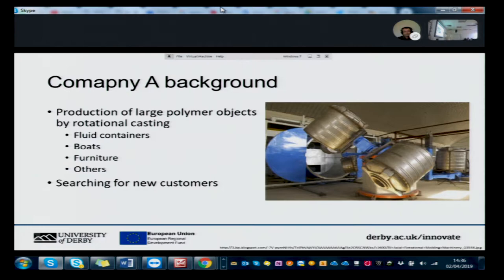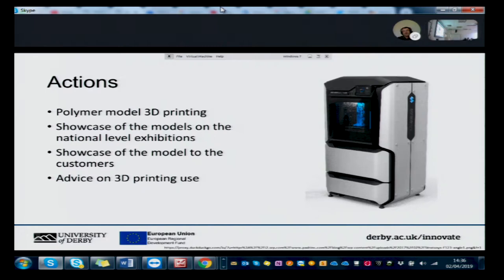How did we help them? They came to us with one request, 3D printing of models. So they were able to showcase the models on the national level exhibitions and showcase the models to the customers. And also they were looking for some advice on 3D printing, what they can do and cannot do.